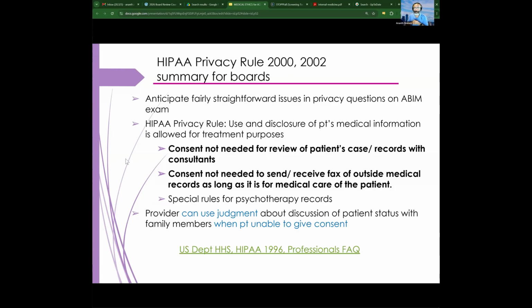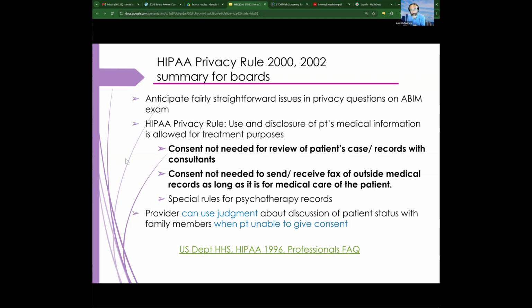So, what does HIPAA do and what does it not do? Which I will say for the boards, it should be pretty straightforward. This isn't going to be involving a lot of minutia and teasing out legal language. But when thinking about HIPAA and the privacy rule, for the use and disclosure of patients' protected health information, you do not need consent first of all, to review the patient's case and records with consultants as long as you're reviewing with consultants for coordination of their care. Which I know goes without saying, why would we talk with the consultants in the first place?